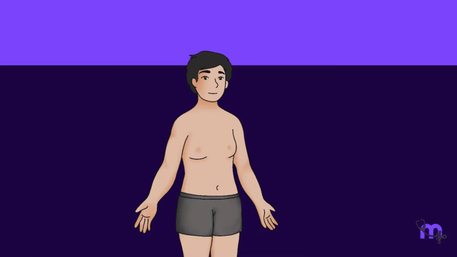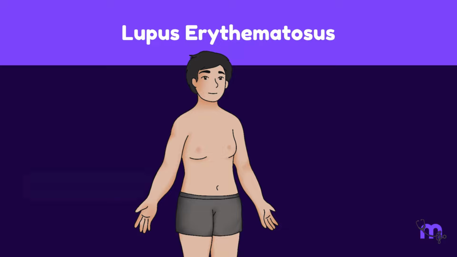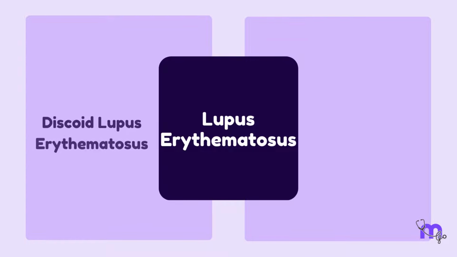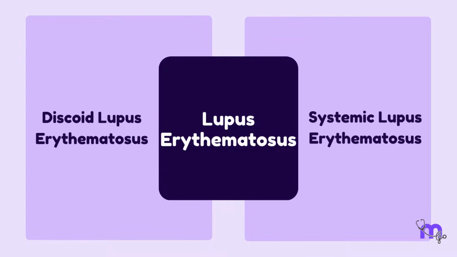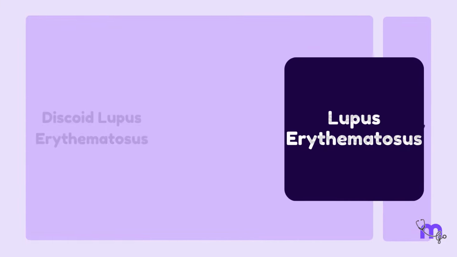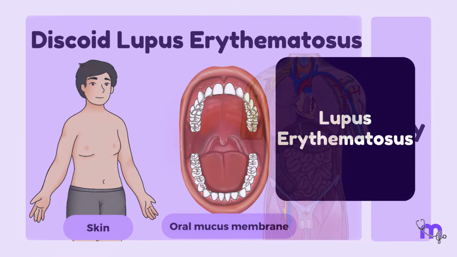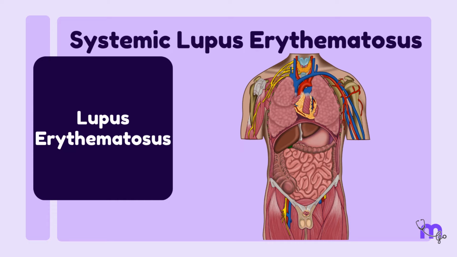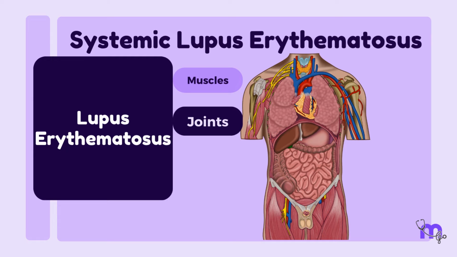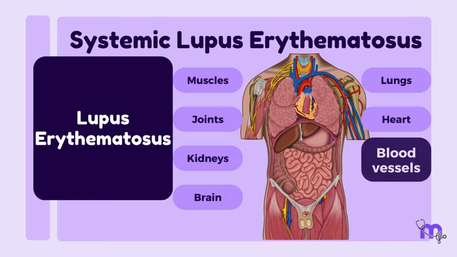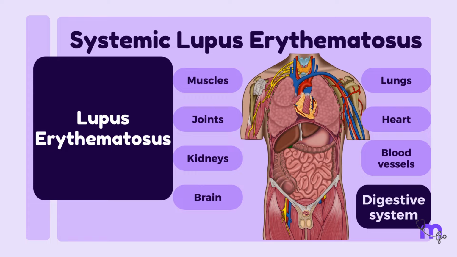To begin with, what is lupus erythematosus? It is an autoimmune disease where the body's immune system mistakenly attacks its own healthy tissues. The two main types are discoid lupus erythematosus and systemic lupus erythematosus. Discoid lupus erythematosus affects only the skin and oral mucous membrane, whereas systemic lupus erythematosus involves multiple organs, including the muscles, joints, kidneys, brain, lungs, heart, blood vessels, and digestive system.